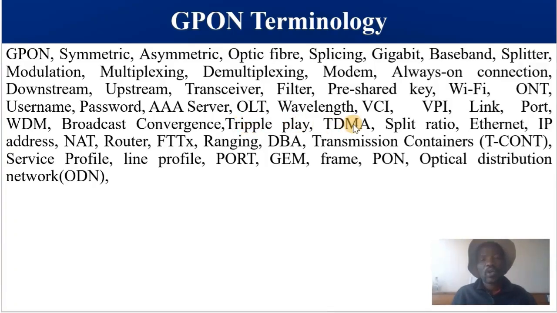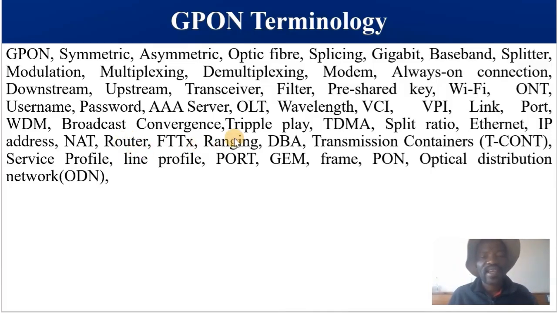Time division multiple access. We are going to look at it in more detail. A split ratio on a splitter can be 1:64, meaning 1 incoming and 64 outgoing. This is not a new term. Internet protocol is not a new term. It's called an IP address. Then network address translation. This is a router, a device found on a computer network. It has got several functions.